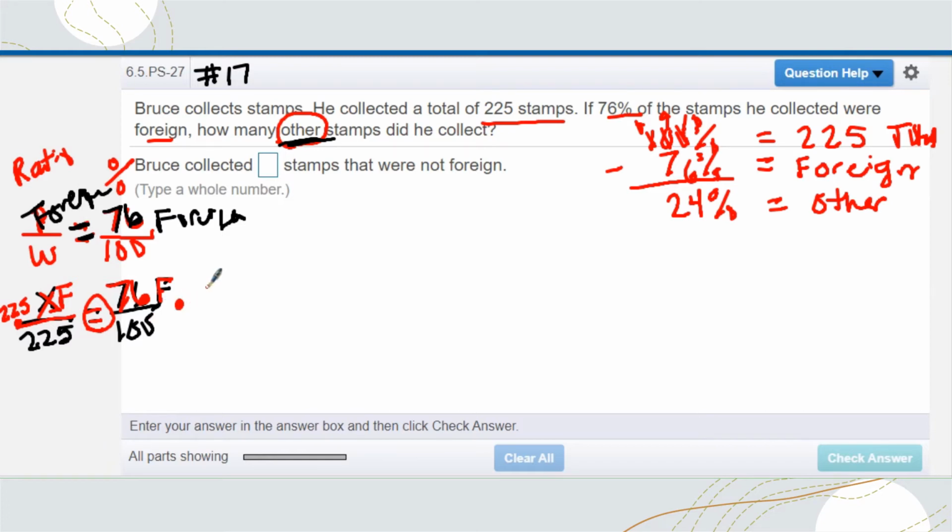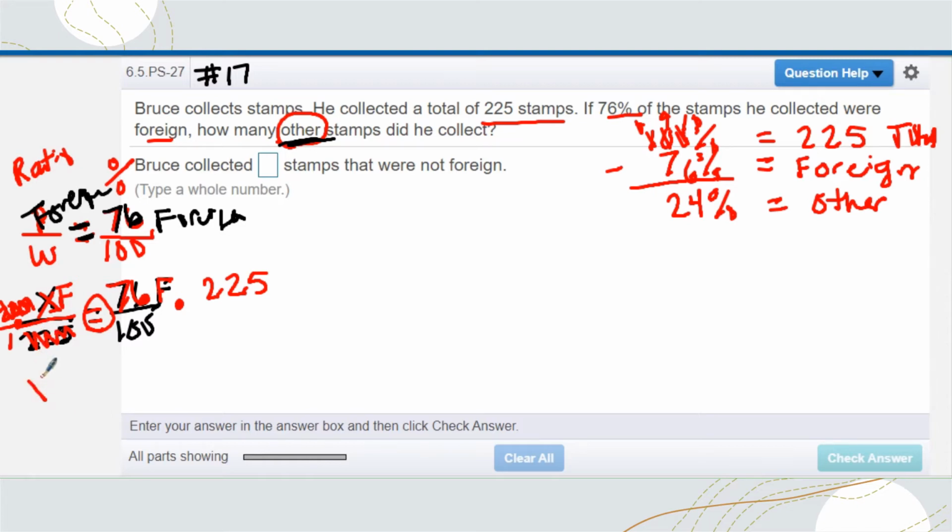I'm going to multiply both sides by the number that I'm trying to move, 225. The inverse of multiplication is division, and the inverse of division is multiplication. So since it says x foreign coins divided by 225, multiplication is the inverse operation. Since I have 225 in the numerator and 225 in the denominator, it will cancel out because its value equals 1.